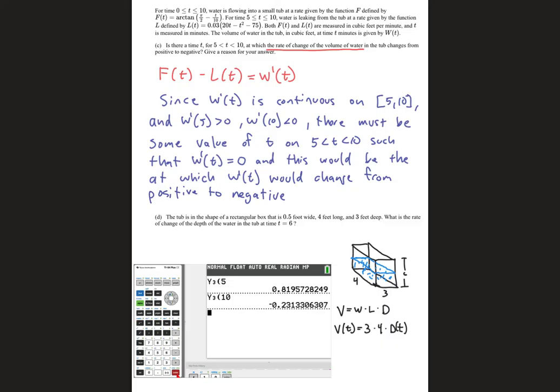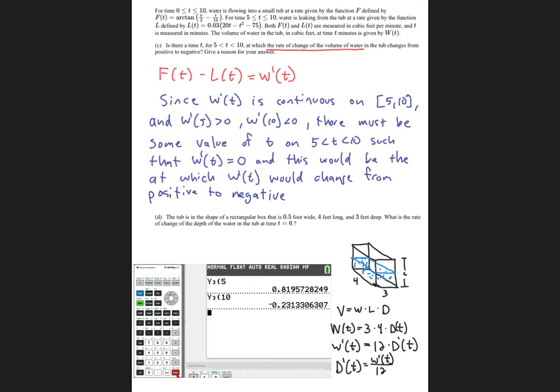So we know that the rate of change, and I put volume, but this is really W, so we realize this is W of t. So now we can take the derivative of both sides. 3 times 4 is 12, so we can write this as W prime of t equals 12 times d prime of t. The rate of change of the depth is d prime of t. So that means d prime of t is W prime of t over 12.